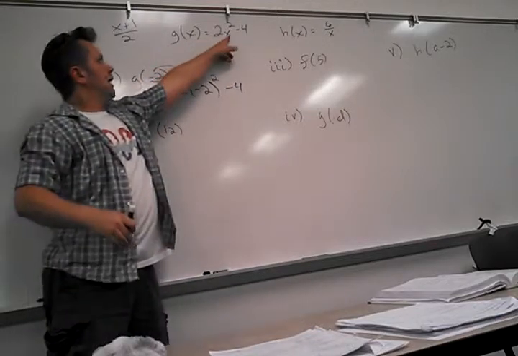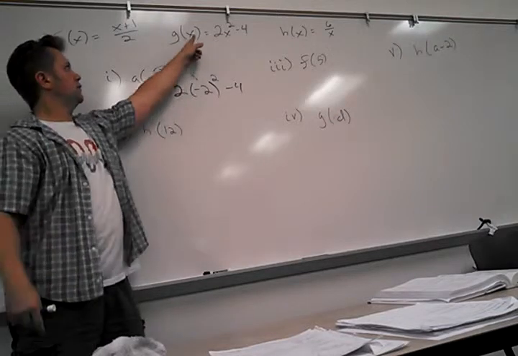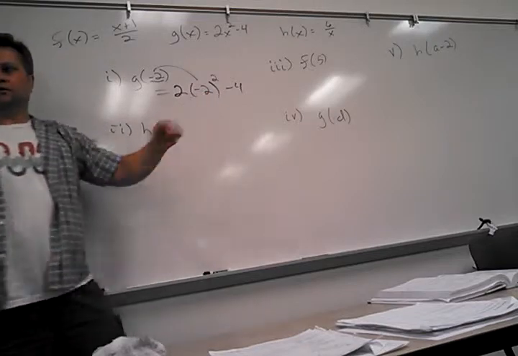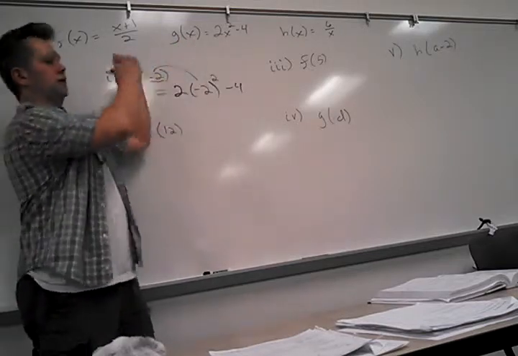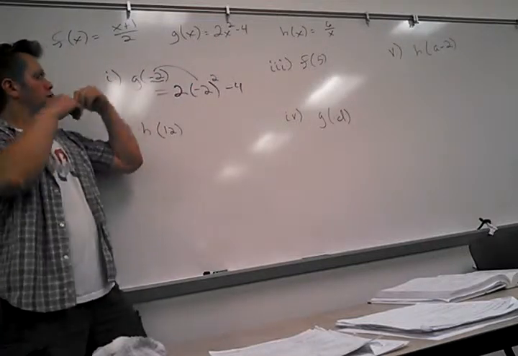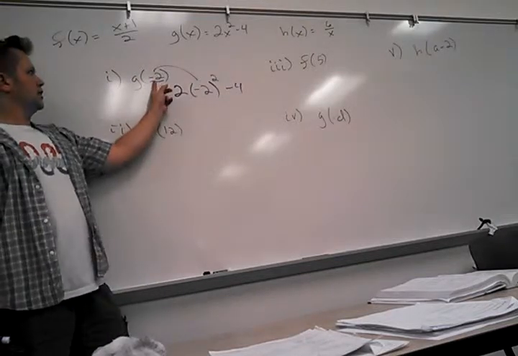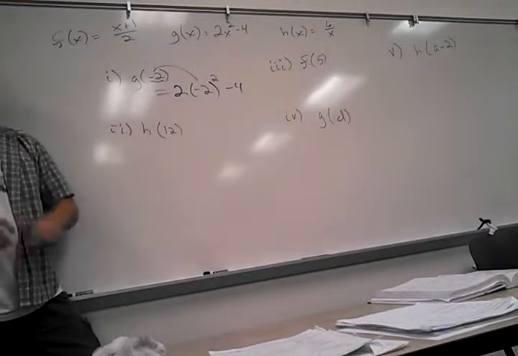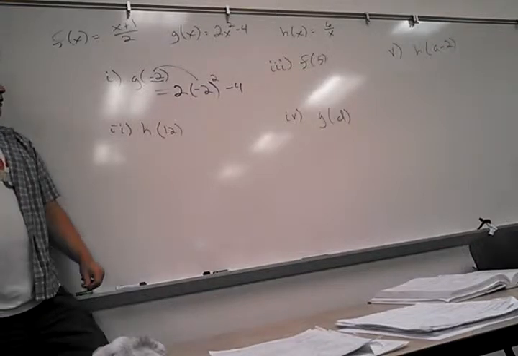So I replace the x with what I replaced the X with. It's almost silly if you think about it. What did I replace the X with? Negative 2. So what will you replace the X with? Negative 2. So G of X is twice X squared minus 4. G of negative 2 is twice negative 2 squared minus 4. G of car is twice car squared minus 4. G of whatever. Whatever's there has got to be in there. And then you simplify that. So now order of operations, don't let that kick your ass. That should not be the hard part of this problem.